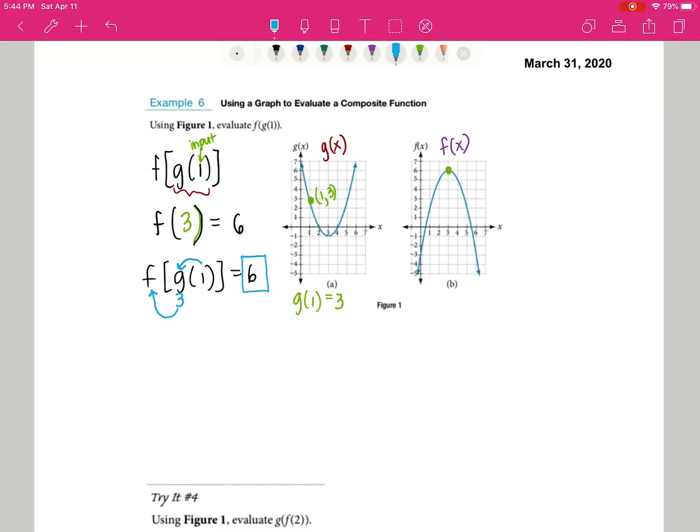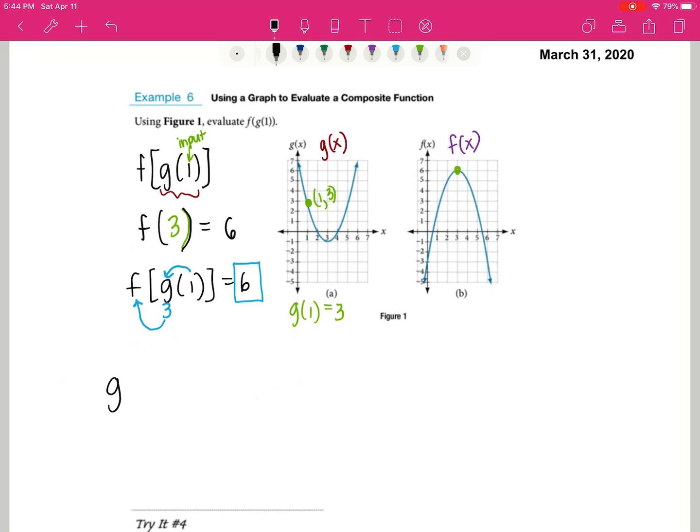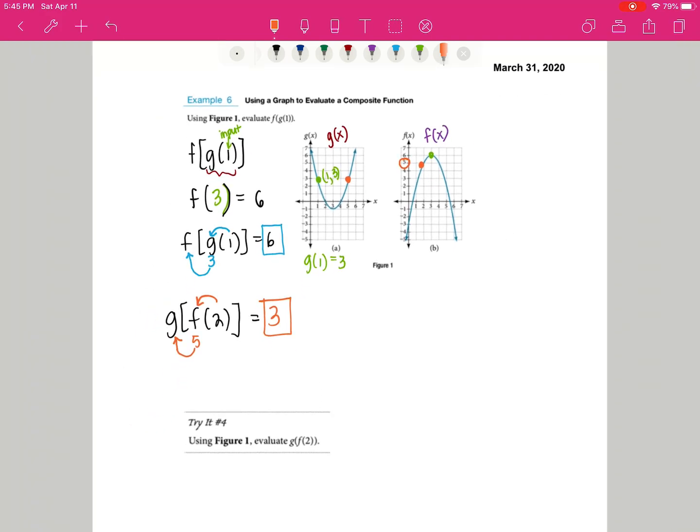The next one is a try: g of f of 2. Go ahead and see if you can try that one. When I put a 2 into the f function, I get a 5 out. And then I take that 5 and put it into the g function, and when I put it into the g function, I get a 3 out. So g of f of 2 is equal to 3. And that's how we work with and evaluate a composite function using a graph.